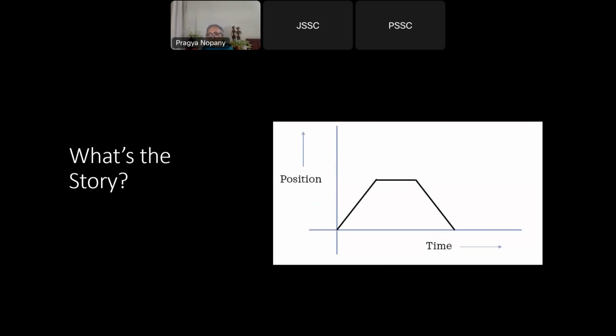Now, look at this. This is an open ended situation. The data about how position is changing with time was collected and it has been represented in form of a graph. Now ask the children, what situation does it depict? What is the story here? Whose position is changing with time and how it is changing? Can you tell what story this graph is telling?